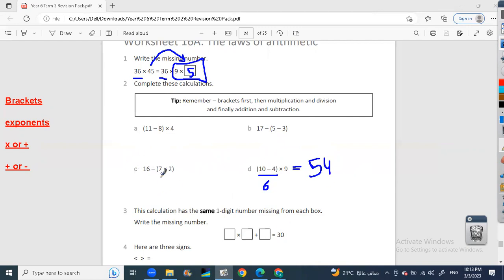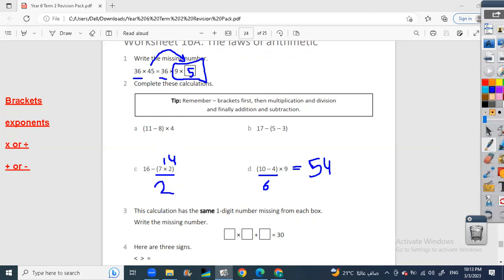All right, the same thing with the rest. It's not 16 minus 7. No. Finish the brackets. It's 14. 16 minus 14 is going to become 2. All right.